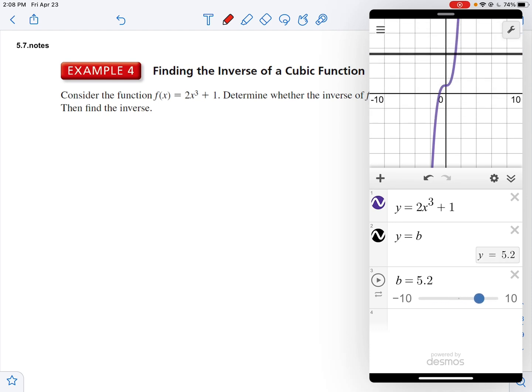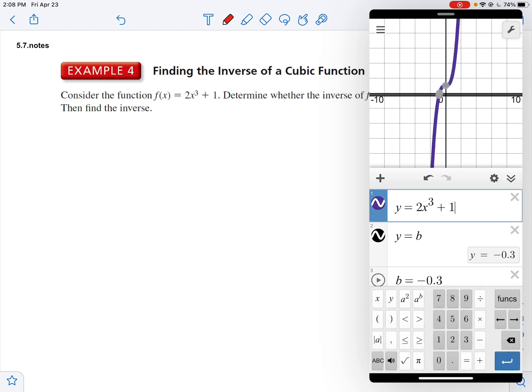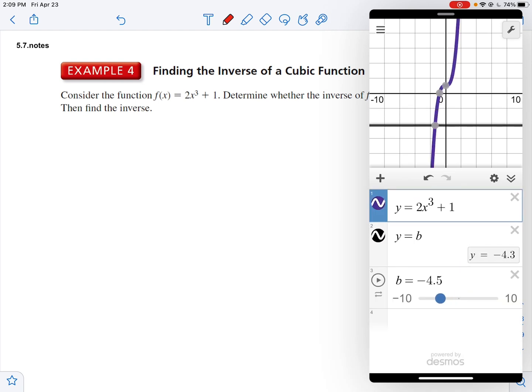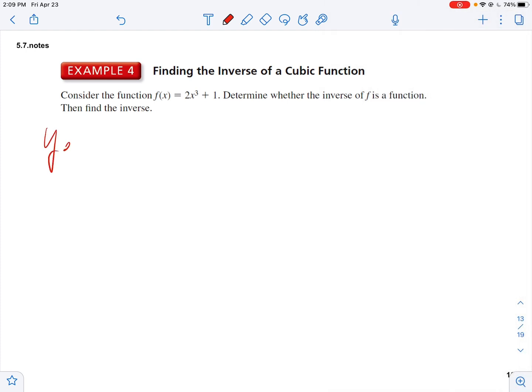So if I move that anywhere on that graph, will I ever touch more than once? Well, if I highlight that one, and then I do the slider, you can actually watch as the dot only touches in one whole place. So that would be a yes. Inverse is a function. And then it says determine, that's the determine part. And then it says find the inverse.